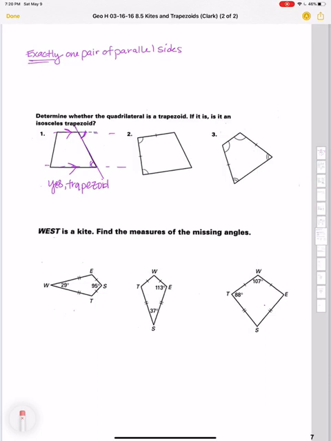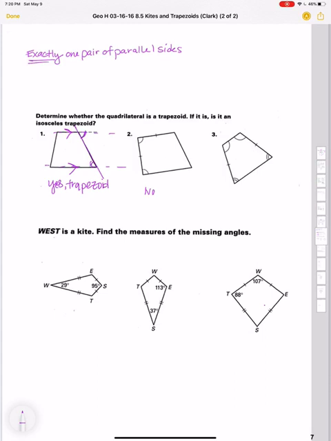The next one, let's see, we know that this angle equals this angle, and we know that the sides are congruent, but I can't prove using that information that anything is parallel, so no.